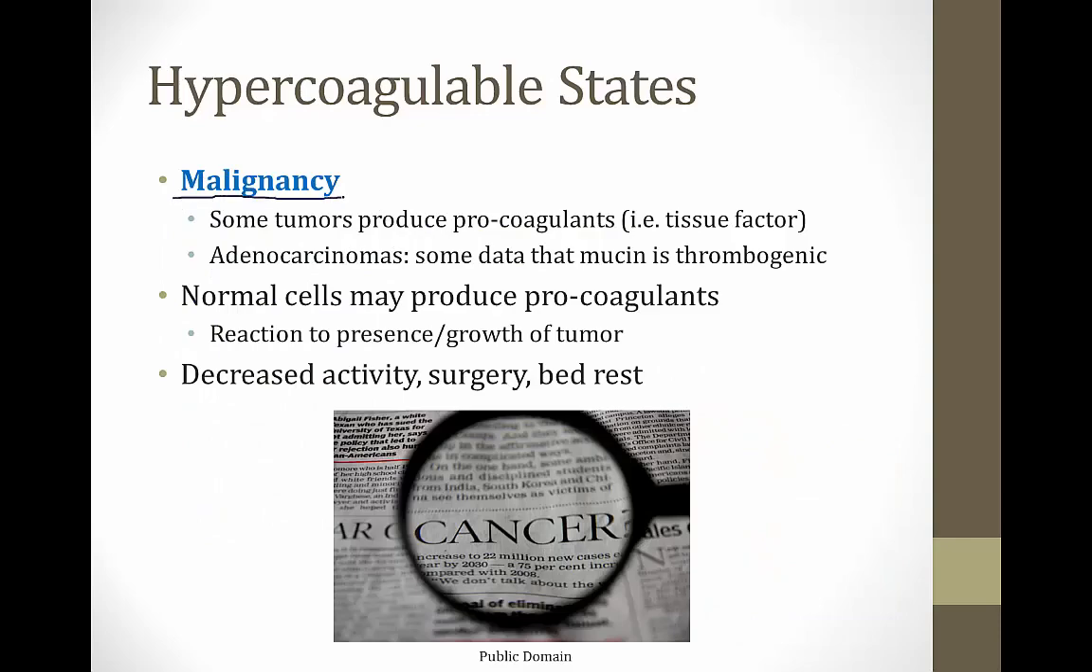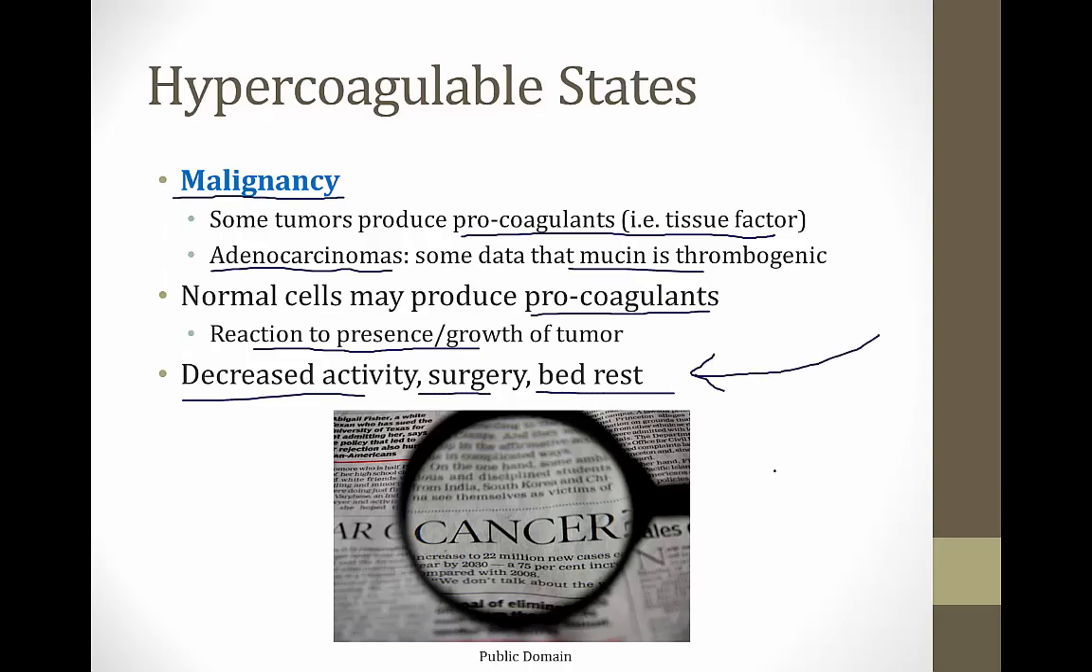Malignancy is another very common hypercoagulable state. Any patient with a cancer is at increased risk for forming blood clots, and the development of deep vein thromboses or pulmonary emboli are a big problem on the oncology unit. There are a number of different reasons for this. I've listed some of them on this slide. Some tumors produce procoagulants like tissue factor. In addition, there are data suggesting that mucin, which is formed by many adenocarcinomas, is thrombogenic. In addition, normal cells may produce procoagulants as a reaction to the presence or growth of a tumor nearby. And then finally, patients with cancer often have decreased activity levels. They often need surgery. They often are on bed rest. And all of these things can conspire to lead to formation of a thrombus.